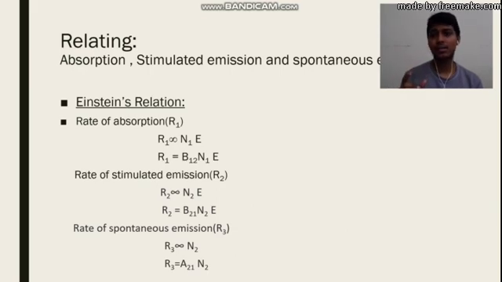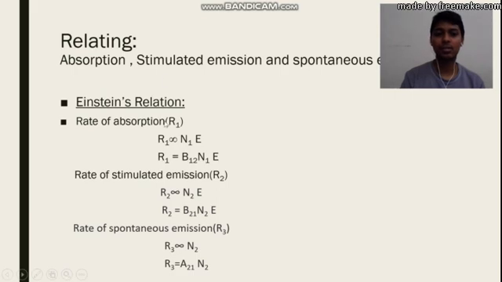And using Einstein's relation, we can find out the relation between absorption, stimulated emission and spontaneous emission, which is highly useful for studying laser. So let's begin to derive Einstein's relation for laser.